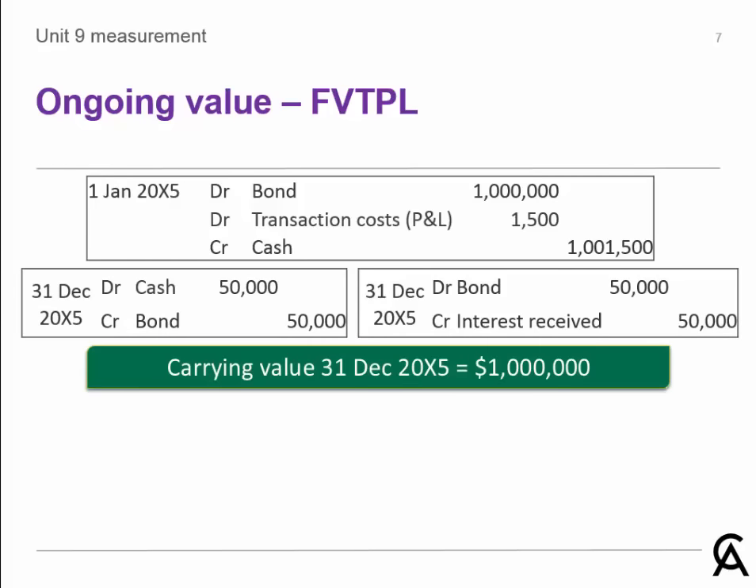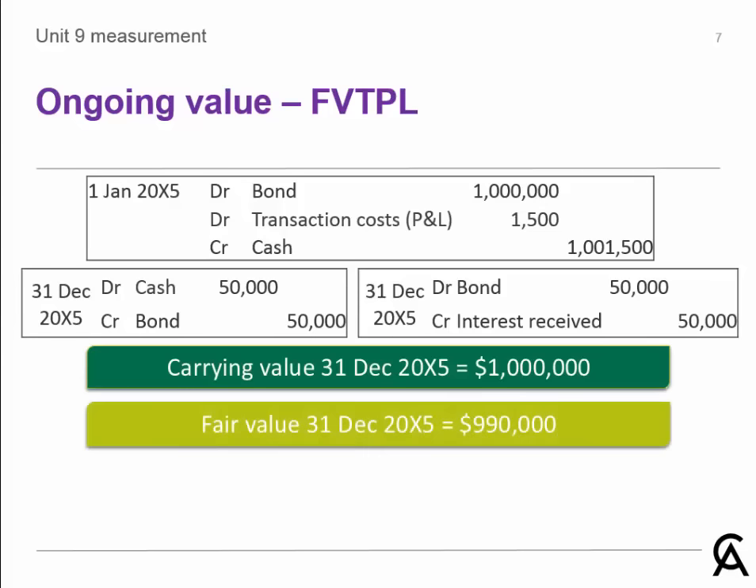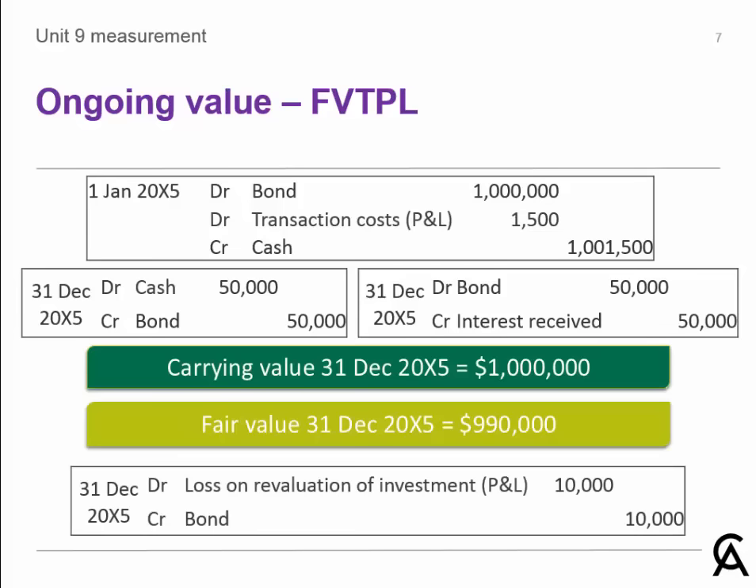The final difference will be where changes in fair value are recognised. For fair value through profit and loss instruments, changes in fair value are recognised in P&L. So if the fair value of the bond was $990,000 at 31 December 20x5, the journal would be to debit loss on revalue of investment in P&L and credit the bond for $10,000. You will see that the journal amount is different because the carrying amount of the bond at 31 December before the revaluation was $1 million.